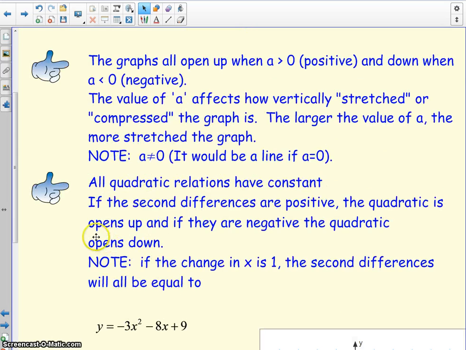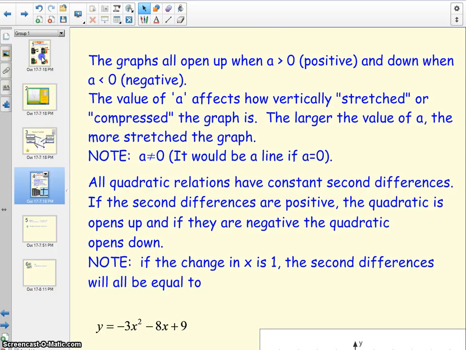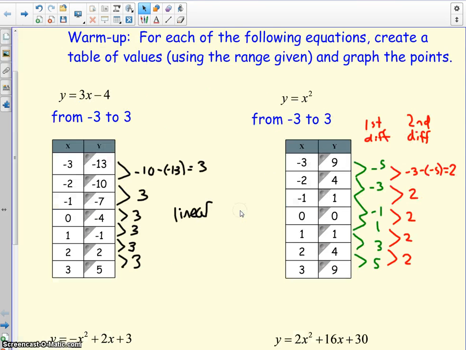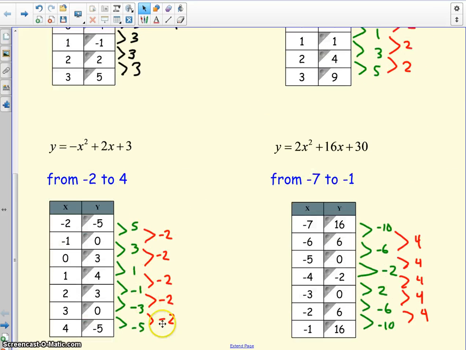Okay, the other thing we saw on the first slide is all quadratic relations have constant second differences. Okay, and the other thing you'll see if we go back to our tables of values on the first slide here, our second differences were positive. So our a value is positive, here the a value is 1. Here our second differences are negative, so our a value is negative. Here our second differences are positive, the a value is positive.